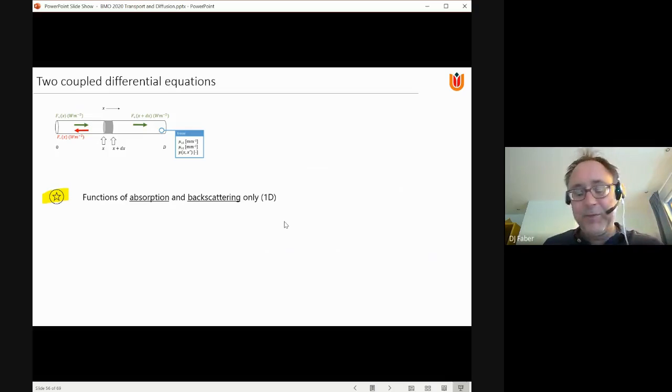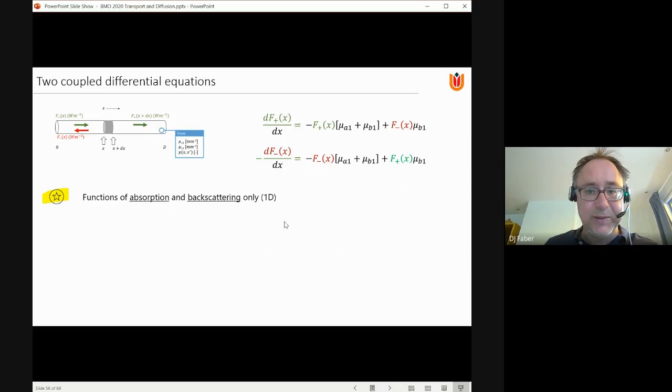A lot of manipulations, not something, like I said, that I'm going to ask you about, but just to illustrate how these things can be approached. What is important is that it is a function of absorption and backscattering only in 1D. So the scattering coefficient itself is not important. It is the product of the scattering coefficient and the backscattering probability that determines what goes on. So these were the two equations.